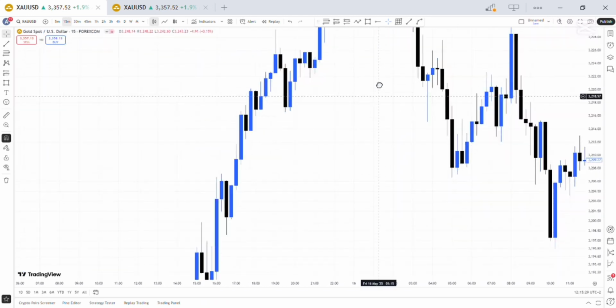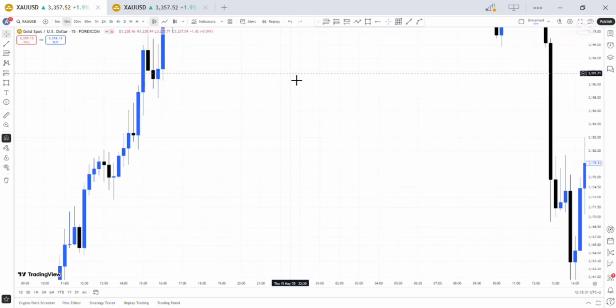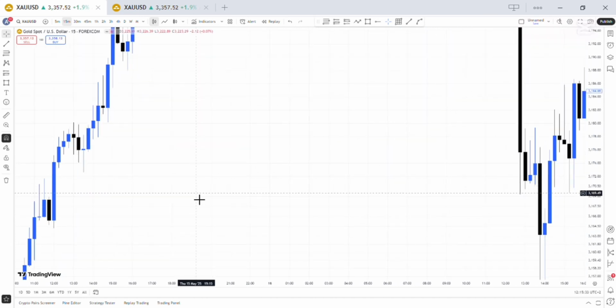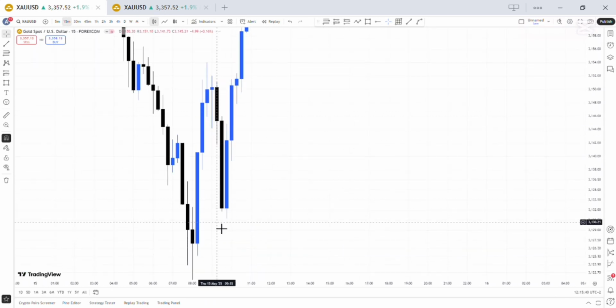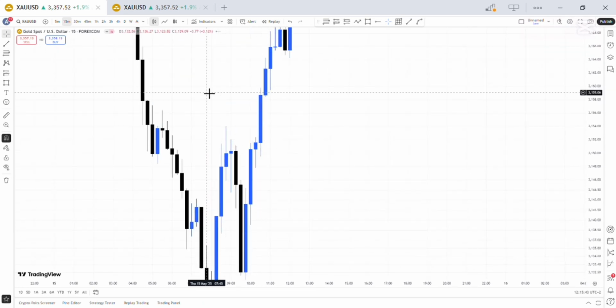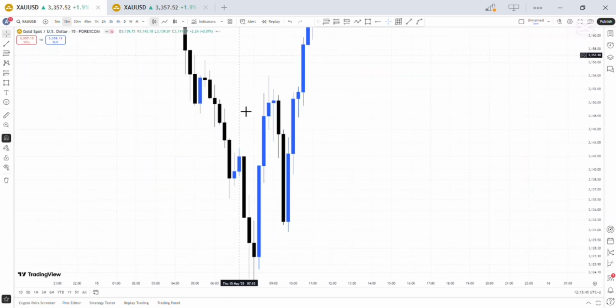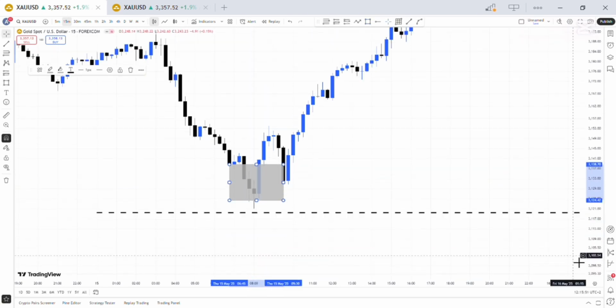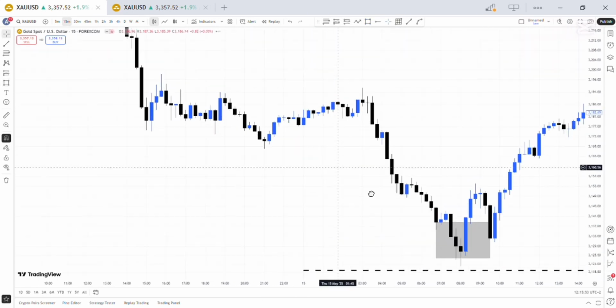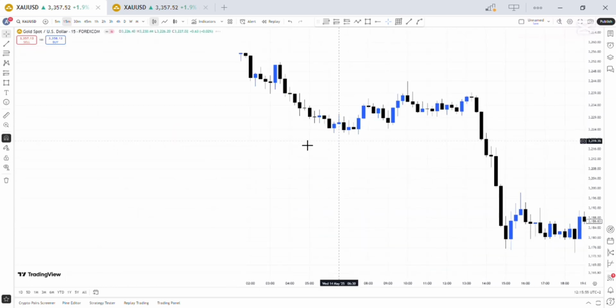Let me see if I can also get an example for that. You pick your entry from the what? From the wick itself. You understand? So let me look for a clean order block, because like I said, I won't call this an order block. An order block has to be short. So let me look for another sample.